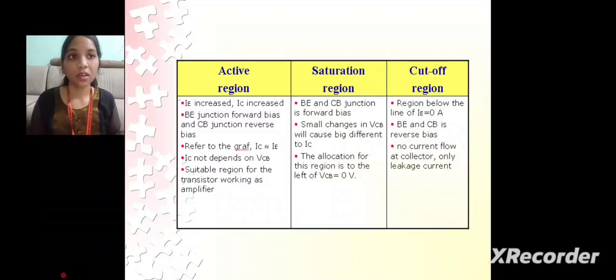Cutoff region. In this region, below the line of IE equals to 0 A, BE and CB is reverse bias. No current flows at the collector, only leakage current.